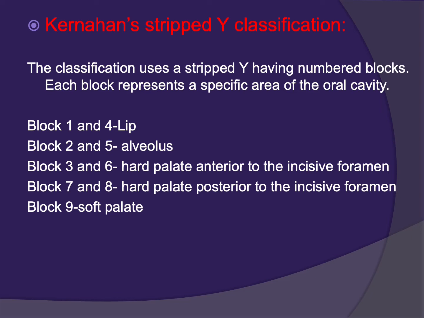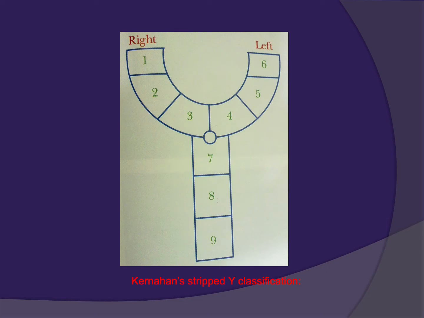So now on the next slide, we will look into the symbol. This is the symbol of the Kernahan striped Y classification. Blocks 1 and 4 are for the lip. Blocks 2 and 5 are for the alveolus. Blocks 3 and 6 are for the hard palate anterior to the incisive foramen. Blocks 7 and 8 are the hard palate posterior to the incisive foramen, and block 9 is the soft palate.